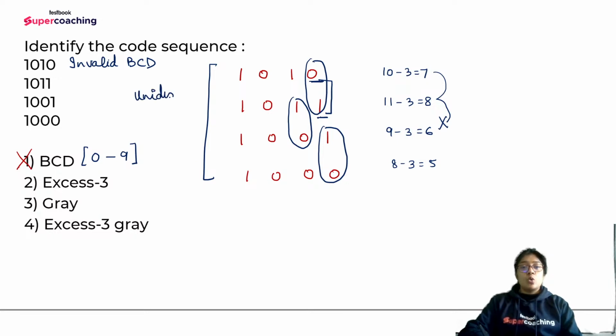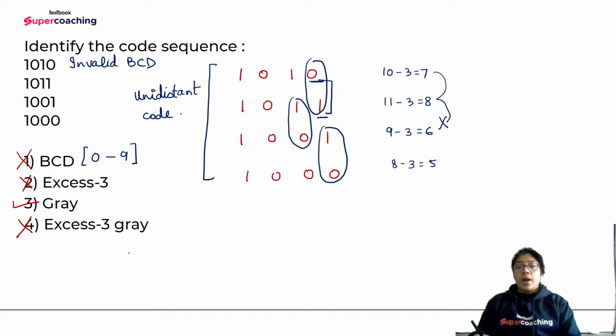Unidistant means between two consecutive numbers only one digit is changing, only one bit is getting altered. Such a code is known as unidistant code. So this is undoubtedly not XS3. This is the Gray code, not XS3.